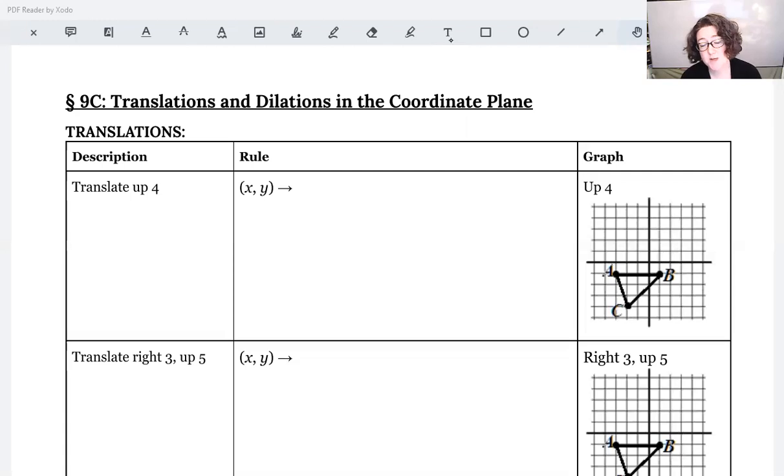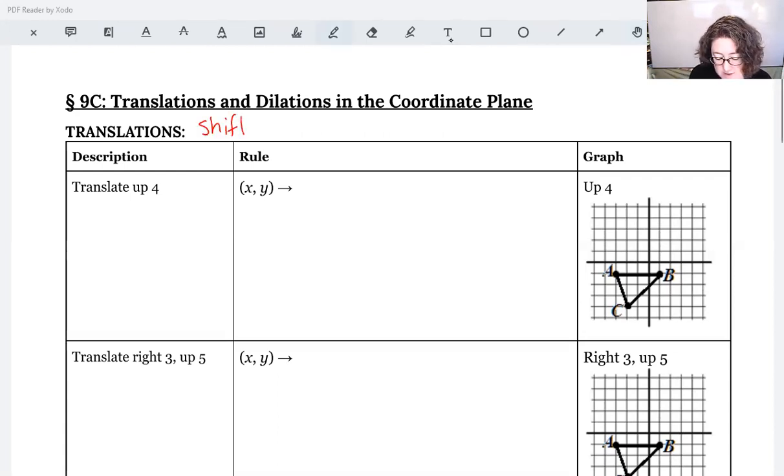So that could encompass our reflections that we talked about, our rotations that we talked about, our translations, or our dilations that we're doing today. So be careful that you remember the difference. Transformation is any change of a figure. Translation is just a shift.